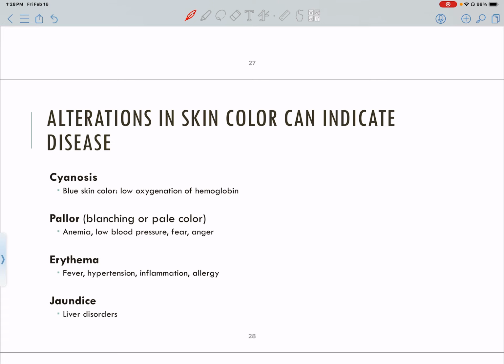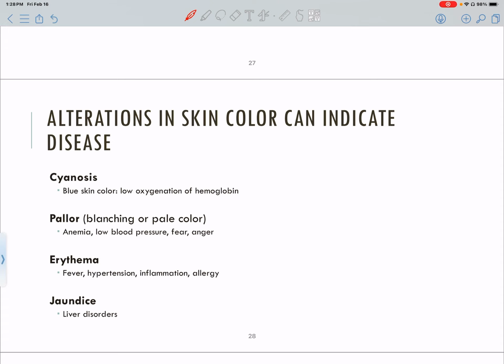Paler or blanching or pale color is going to be the result of a bunch of different things, not just disease. So, for example, if we get really upset, our blood might travel somewhere else, and it's going to cause us to appear pale, as well as fear. Different types of anemia can contribute to this as well, and low blood pressure.